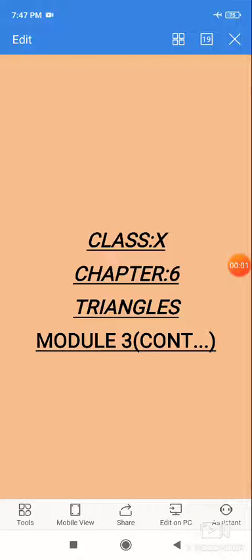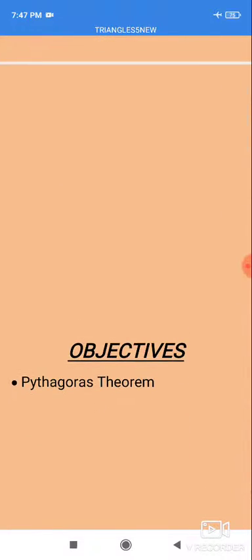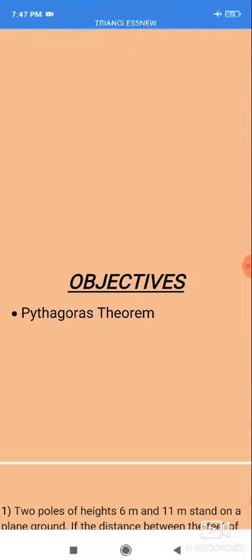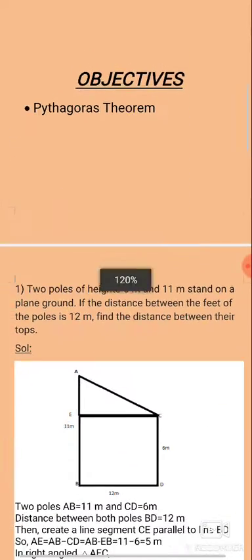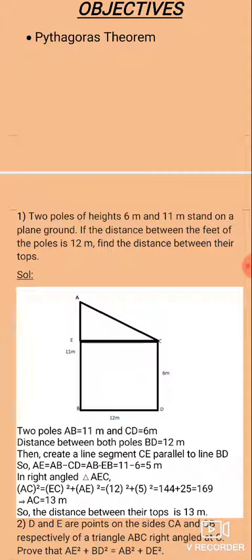Class 10, Chapter 6, Triangles, Module 3 Continuation. Objectives. In this module, you will learn about the Pythagoras theorem. Now listen carefully. Last class we had discussed some problems related with the Pythagoras theorem. Now the remaining problems. This one is the last topic. Okay. Now the first question.